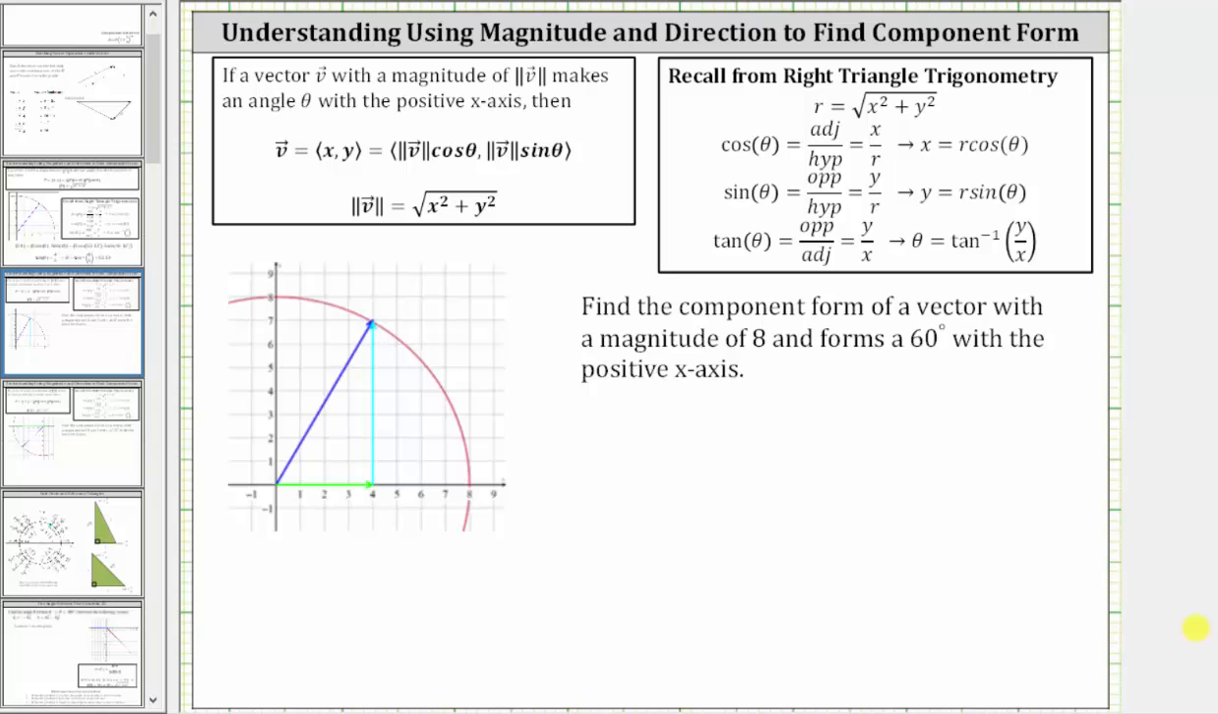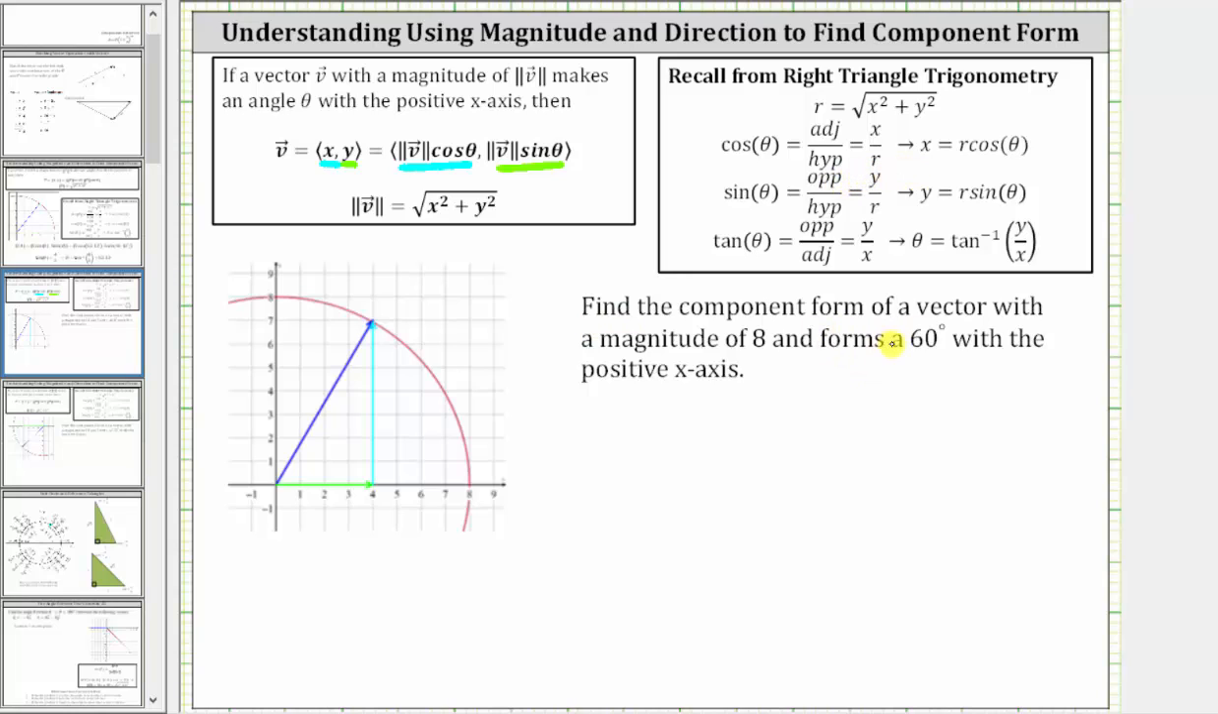In this video, we will take a look at why if a vector v makes an angle theta with the positive x-axis, then the component form of vector v has an x component equal to the magnitude of vector v times cosine theta, and a y component equal to the magnitude of vector v times sine theta. And we'll explain this using what we already know about right triangle trigonometry shown here on the right. And let's do this by working through an example.